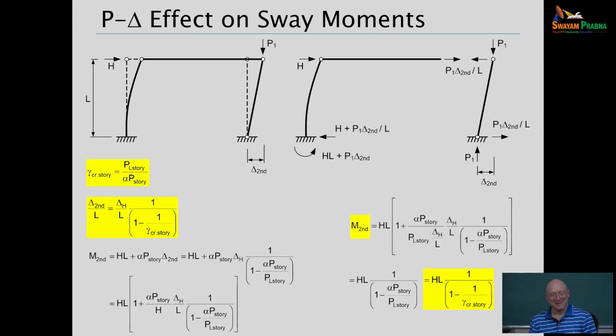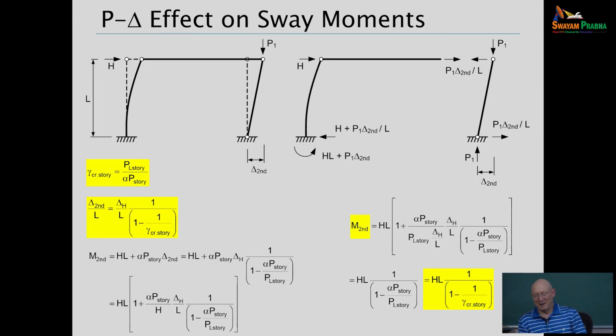You're right. Fundamentally, if I want to know the second order moment, if I got delta second, it's HL plus P1 times delta second. Right. Done. But we like to typically write, what's delta second? So that's delta first times an amplifier. So you're just plugging it in.